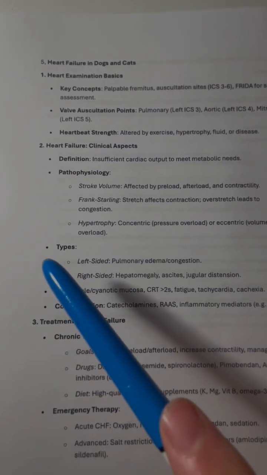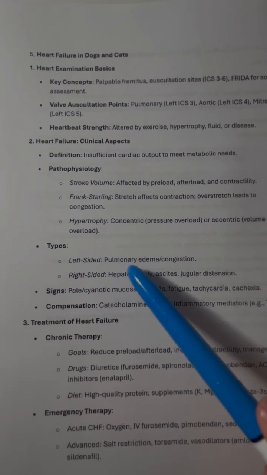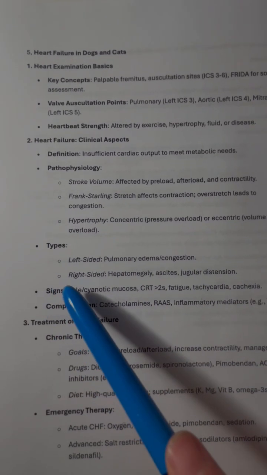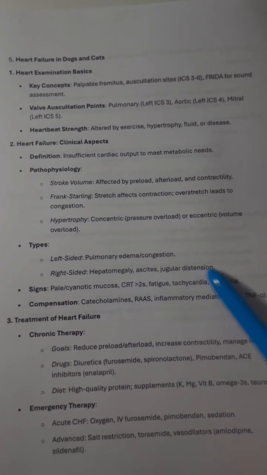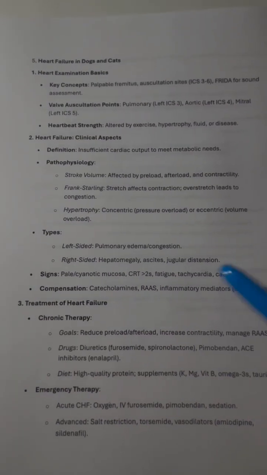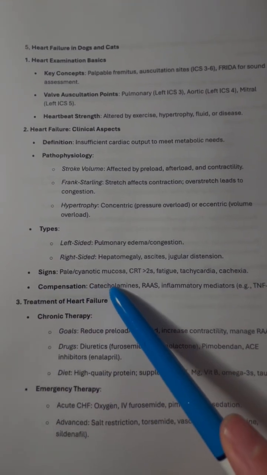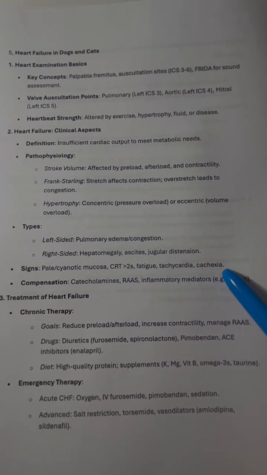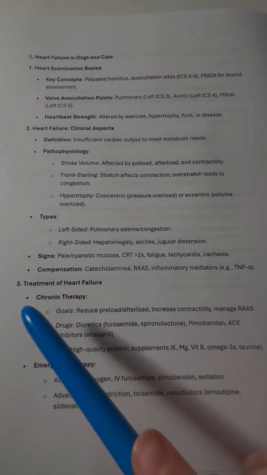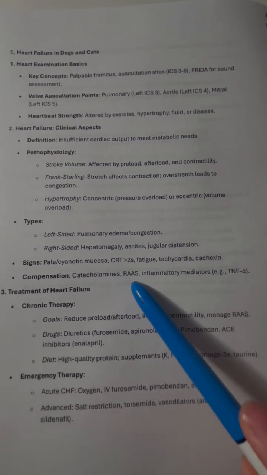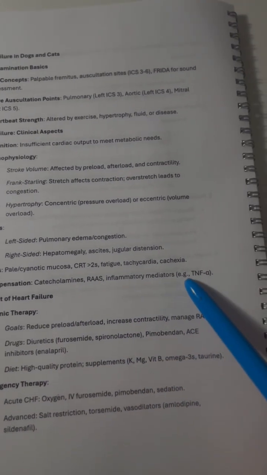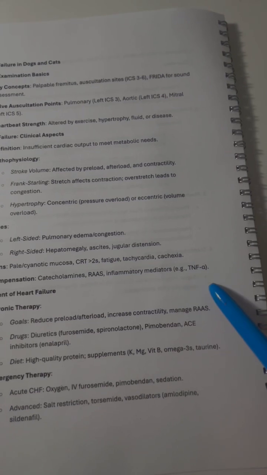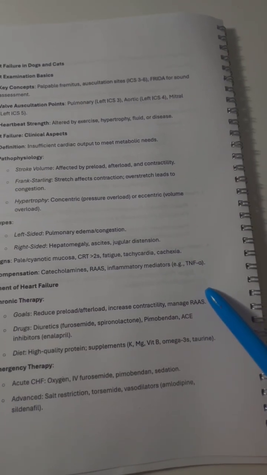The types of heart failure are left-sided, which is pulmonary edema and congestion, and right-sided heart failure, with its hepatomegaly, ascites, and jugular distension. The signs are pale or cyanotic mucosa, capillary refill time less than 2, fatigue, tachycardia, and cachexia. And for compensation, we have the renin-angiotensin system and inflammatory mediators such as TNFA, IL-3, IL-6.